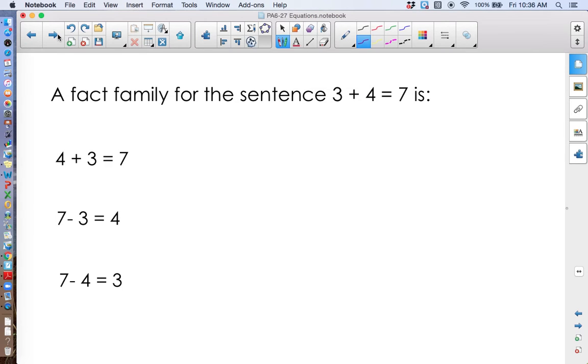A fact family for the sentence 3 plus 4 equals 7 is. Okay, so here, these are fact families. I told you we were going to review these. All this is a reversal of the 4 and the 3 from here. Here you're taking the total, 7, you're subtracting 3, that gives you 4, and 7 minus 4 equals 3. So fact families are important to help you realize what the missing number is.